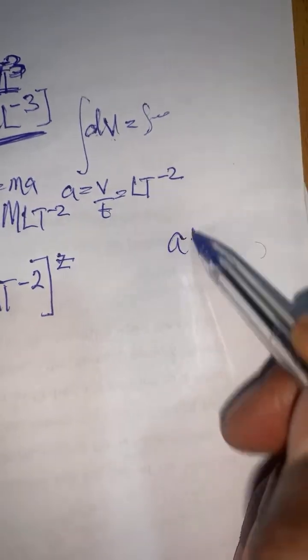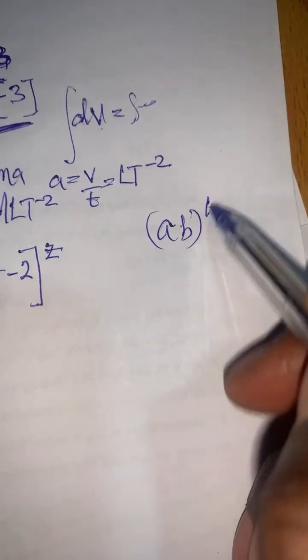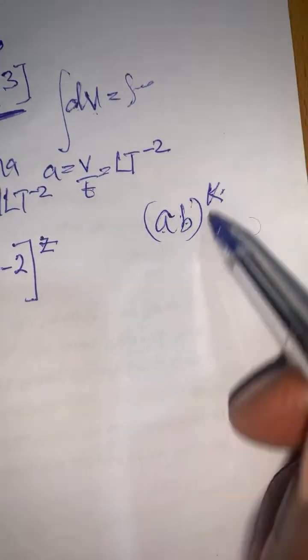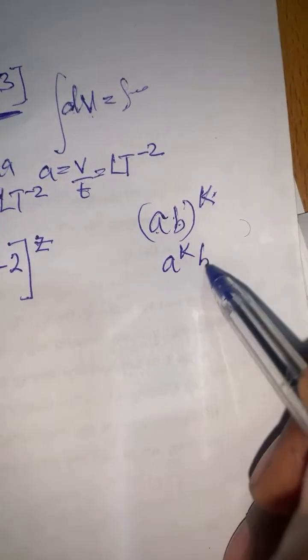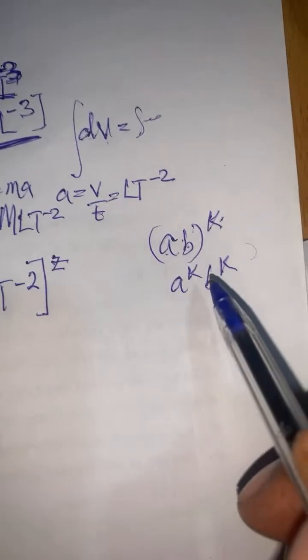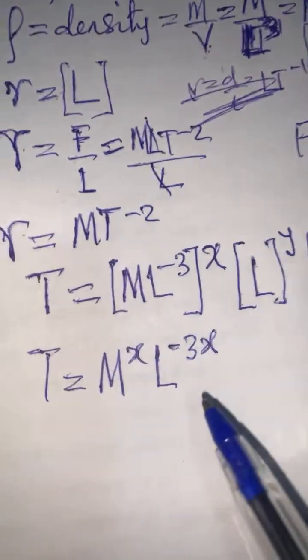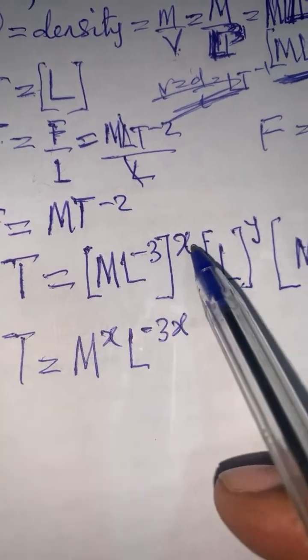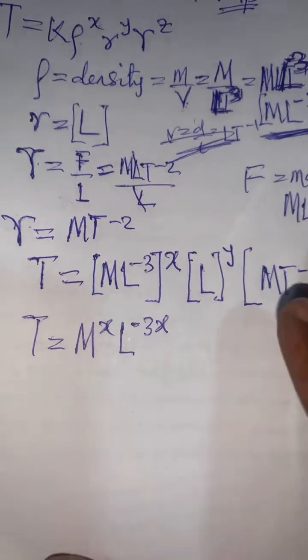If I have (a b) all raised to the power of k, just know that a will share of this k and b will still share. So you have a to the power of k, b to the power of k. This will happen. All right? So they will share. So m is sharing of this x. L to the power of 3 is still sharing. That's why we have this. All that's clear.